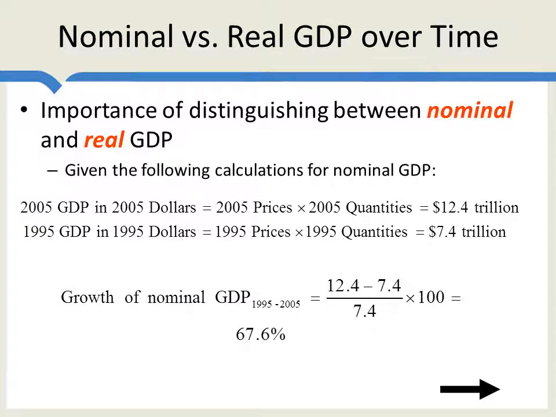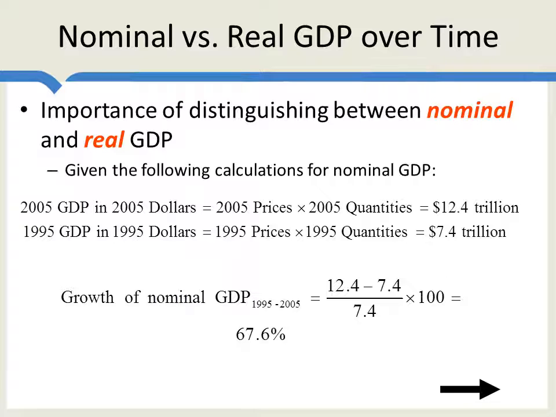Okay, given this, how do we compare GDP of two different countries? Well, we're going to use a method very similar to what we do to compare GDP over time in the same country. So let's remember what nominal GDP is. Nominal GDP is just the market value of all final goods and services sold in a country within a year.